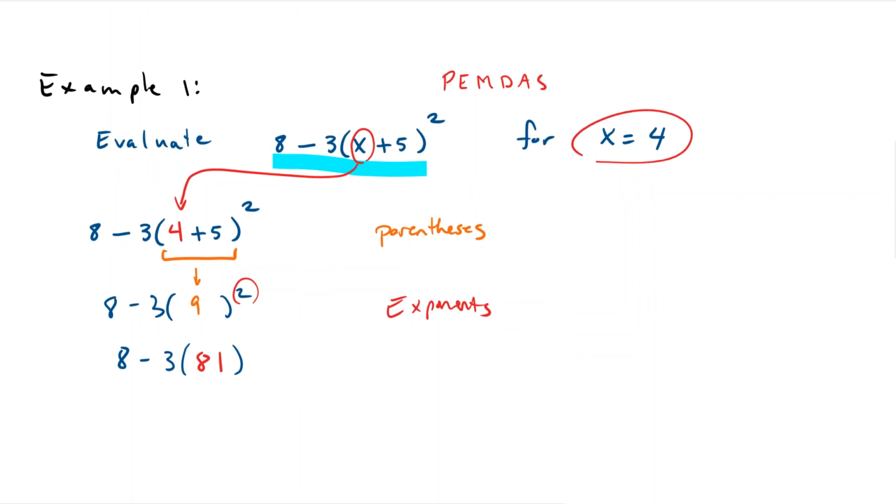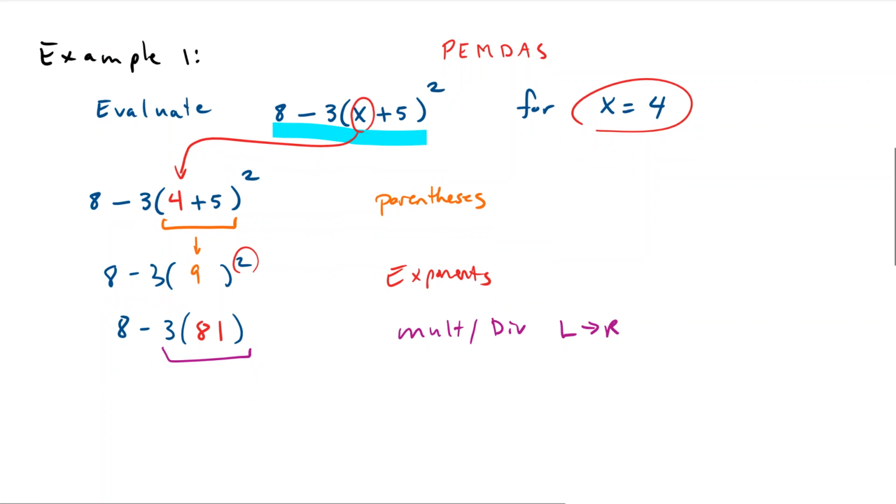After exponents, we have multiplication and division as they occur moving left to right. We only have one multiplication or division, and it's right here. So 3 times 81 gives us 243. That's a negative 243. And we have 8 still out front.